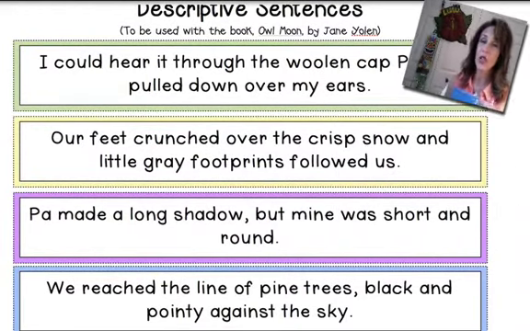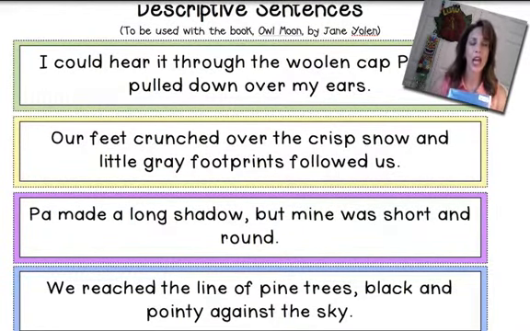Here they are. As you can see, they have great adjectives and just great words that can help your students paint that mental picture in their mind. Our feet crunched over the crisp snow and little gray footprints followed us. Pa made a long shadow, but mine was short and round. We reached the line of pine trees, black and pointy against the sky.